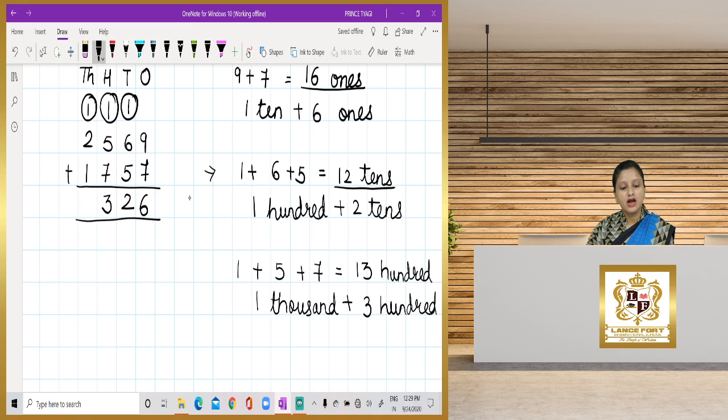What do we have now in the thousands place? We have 1 plus 2 plus 1. The total is 4. Write 4 in the thousands place. So what is the number name now? The number name is 4326.